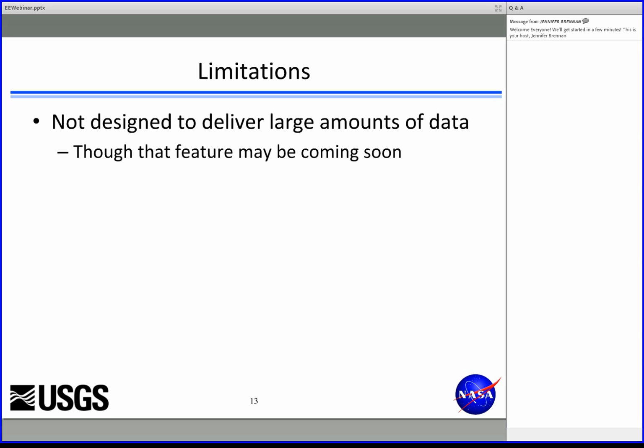So now that we've talked about the features, let's talk about one of the limitations. EE really wasn't designed to deliver large amounts of data. One of the things that they have just implemented was the bulk downloading application, or BDA, where we can order about 500 scenes at a time. So when we go through the live demo, I'll go through that portion and let you know some tricks to kind of get around that.